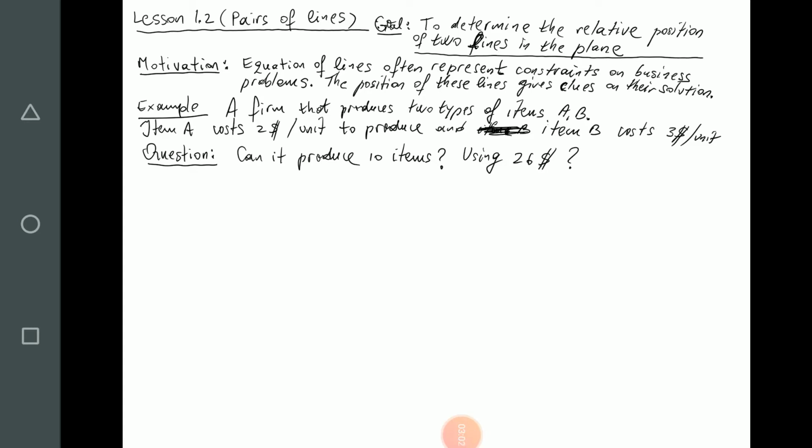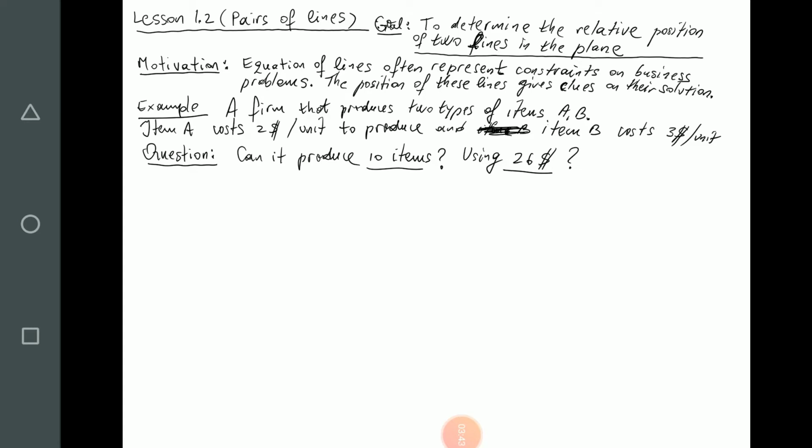If you put these questions into math, notice that both are essentially constraints on the business problem. The firm wants to produce 10 items, and they want to do this by spending precisely $26. This is a little bit restrictive, because you will see later constraints are often formulated in terms of inequalities. For example, if I have $26, what's the optimal production using at most $26? So not exactly 26, but maybe less than 26. But let's say I want to spend precisely $26 and I want to produce 10 items.